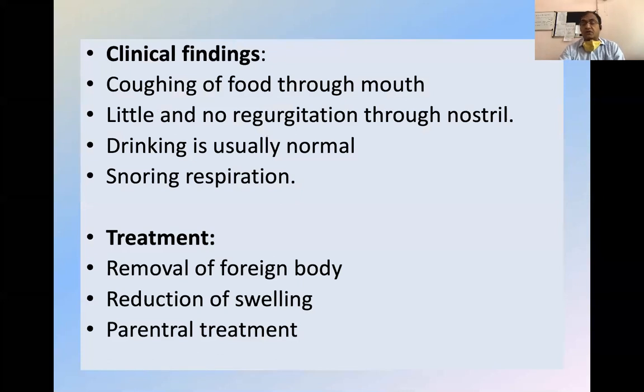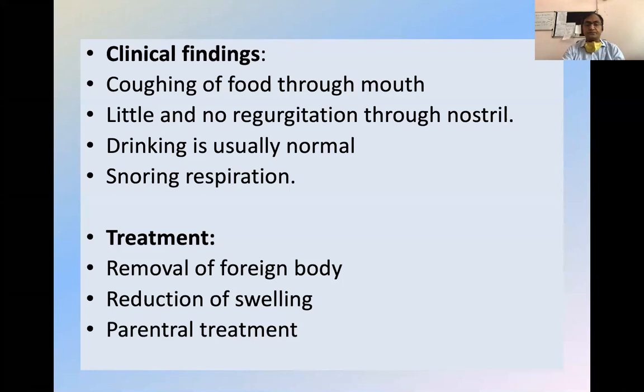Difficulty in swallowing and difficulty in respiration is one of the signs that it may be a case of pharyngeal obstruction. Now, clinical finding, as we have talked in the pharyngitis, coughing of food through the mouth. Here, the animal will cough food from the mouth. Initially, we talked about excessive salivation, drooling of saliva, but here the food is coughed out from the mouth. Little or no regurgitation through the nostril, because there is obstruction in this region; the food is not passing down, and so it is not coming out from the nostrils.